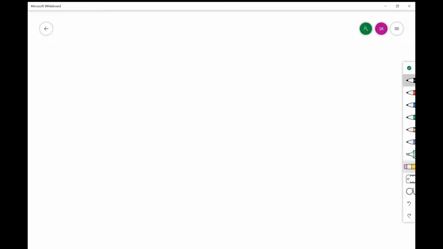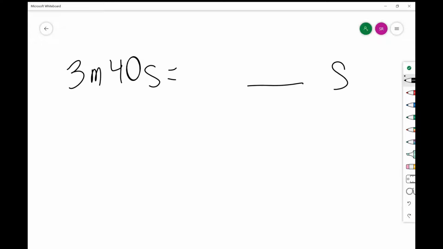So the first one that I have is we have 3 minutes and we have 40 seconds. And we want to find out how many seconds there are altogether. So an easy thing to do is that you remember that there is 60 seconds in 1 minute. So you'll just do 60 and you're going to multiply that by however many minutes there are. And there are 3 minutes. And when we do that, we get 180.